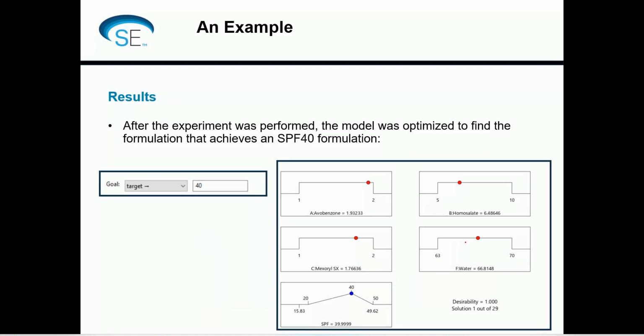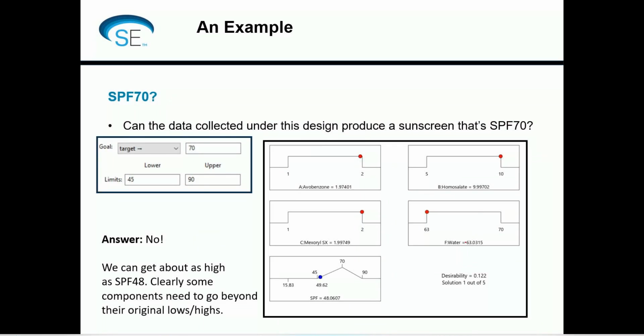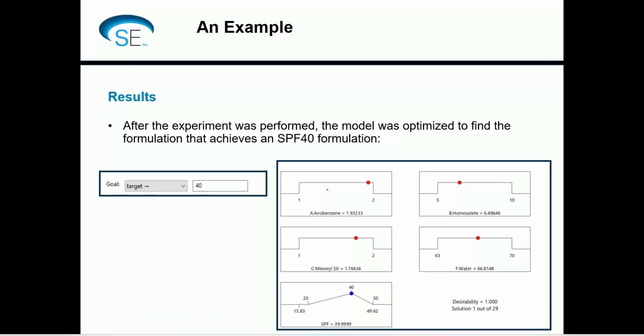After the experiment was performed, the model was optimized to find the formulation that achieves an SPF 40. I'm skipping a bunch of steps here for the sake of time. I'm not going to show the data set and the model building. But once they built their model, they went into the optimization and they tried to target 40.